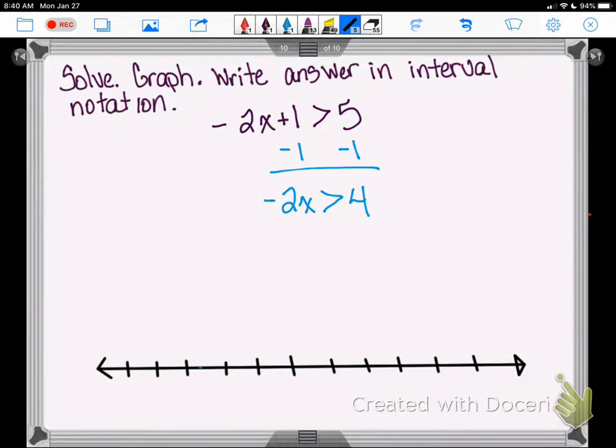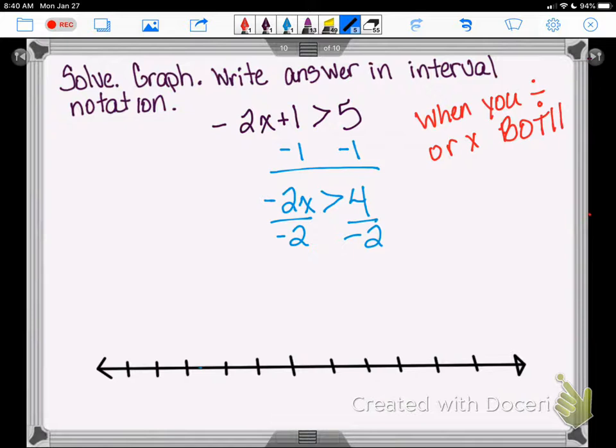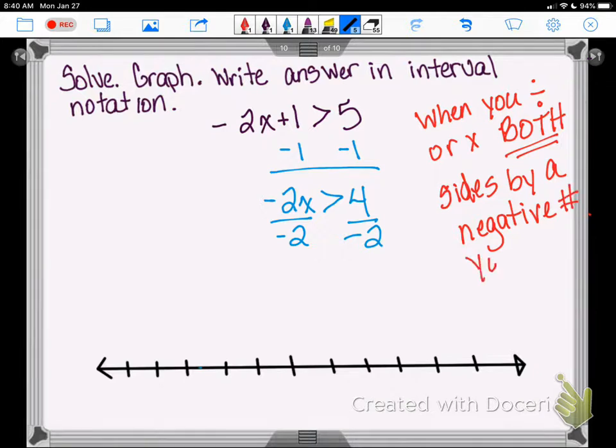Now, I'm going to divide both sides by a negative number. That is when we do something different. When you divide or multiply both sides, and that both is important, it's got to be what you do to both sides, by a negative number, you reverse, and if you say flip, that's fine. You reverse the sign. Okay?